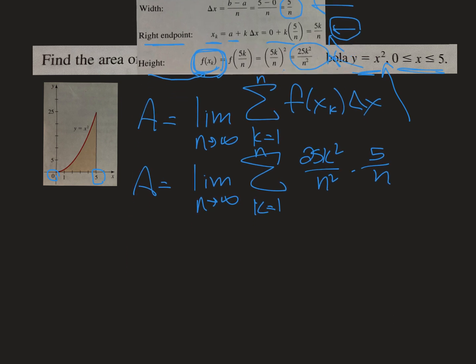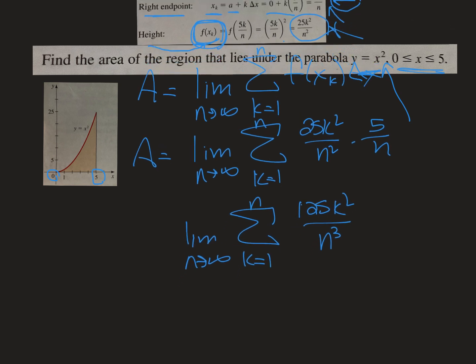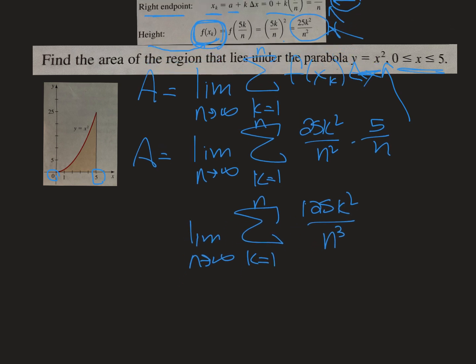I'm going to move this up because it's going to take a lot of room. All right, keep going. The limit as n approaches infinity, same summation, k is 1 to n. I'm going to multiply this together. I'm going to get 125k squared over n cubed. I just did the math there. Now, you're going to do a whole lot of that. We're going to do a whole lot of math. Okay, so moving that up, keep going.